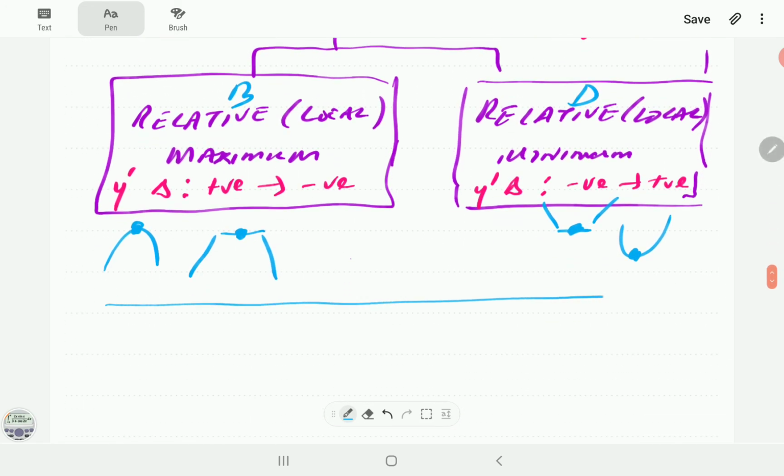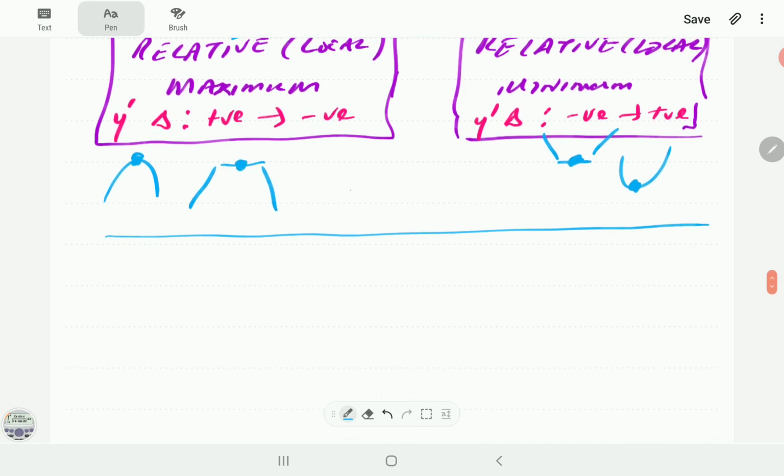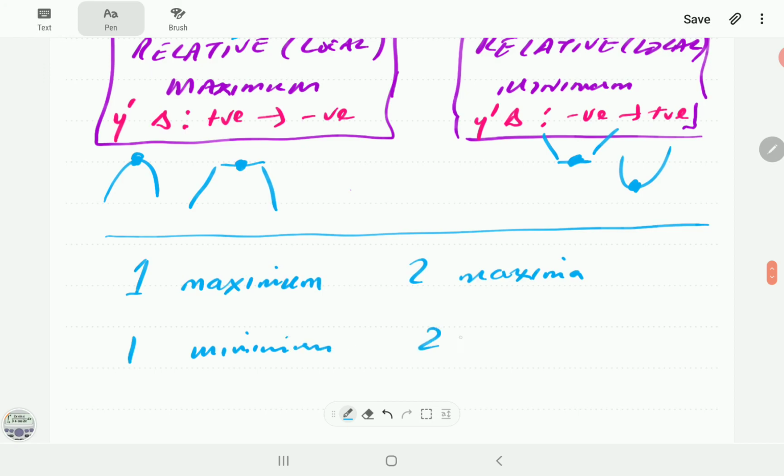Lastly, a grammatical pointer. In terms of maximum and minimum, you've got one maximum, and then you've got two maxima. It's the same thing with minimum. One minimum, two minima. All right, so we're going to end it here.